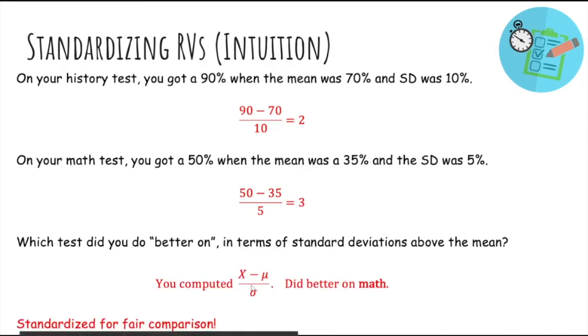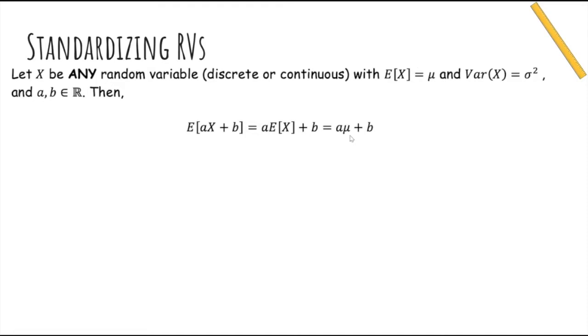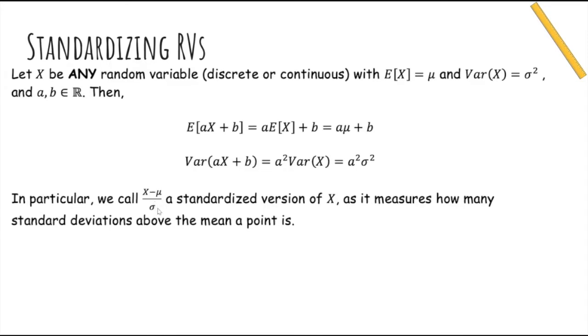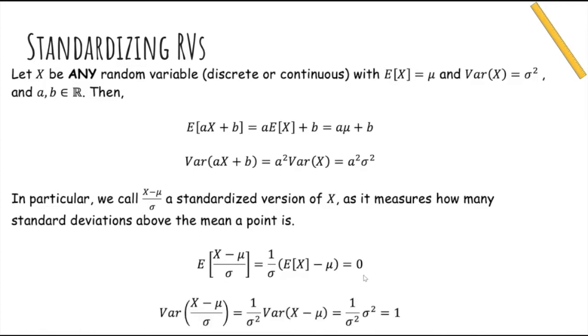What we did was compute (x minus the mean) divided by the standard deviation sigma, which is a way to determine the number of standard deviations you were above the mean. So in general, if X is any random variable, discrete or continuous, with expectation mu and variance sigma squared, and a and b are constants, remember from linearity of expectation that E[aX plus b] is just a times the mean plus b, and the variance of aX plus b is just a squared times the variance of X. We call (X minus mu) over sigma a standardized version of X because it measures how many standard deviations above the mean a point is. If you take the expectation of the standardized version, by linearity of expectation you get 0. And if you take the variance, you get 1, because you pull out the 1 over sigma squared.